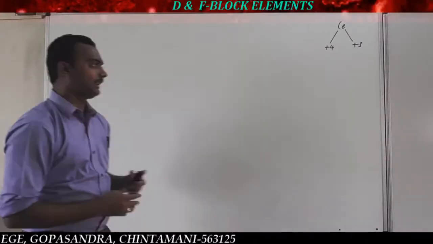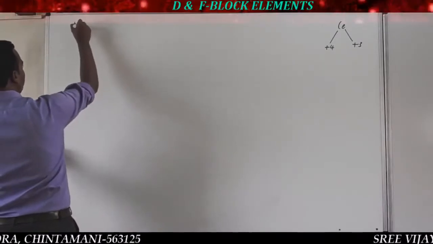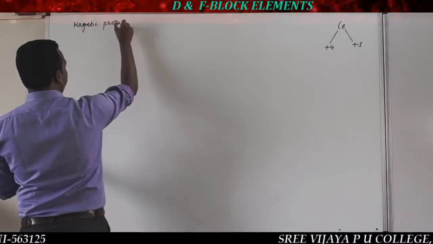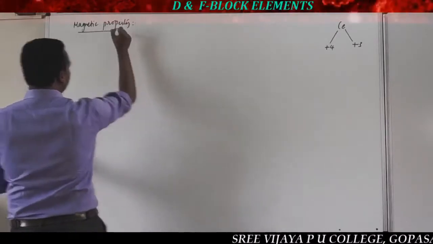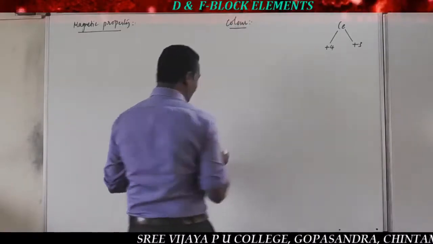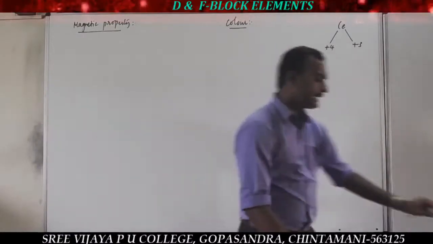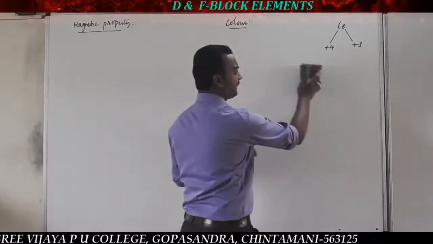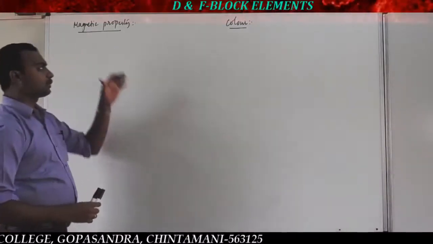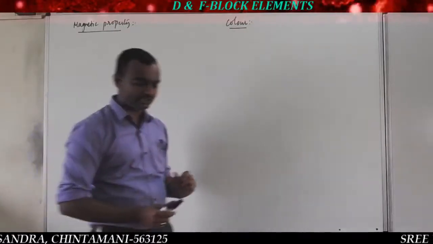Under physical properties, the continuation part is the magnetic property. And one more is color. In the d-block elements we discussed that the magnetic property, as well as color, is mainly because of unpaired electrons. If there is an unpaired electron, it definitely exhibits the magnetic property, and also exhibits color because of the d-d transition in the case of the transition elements.